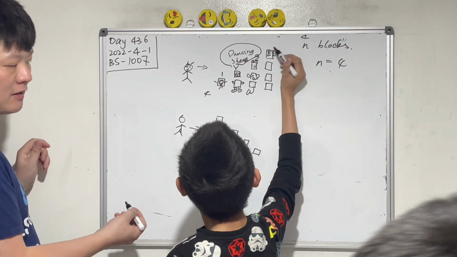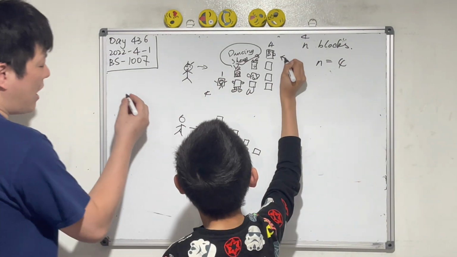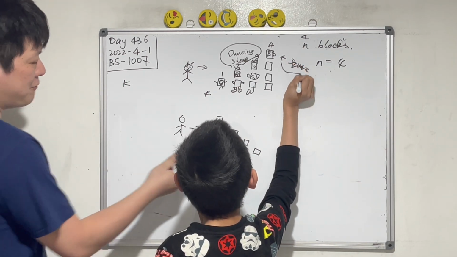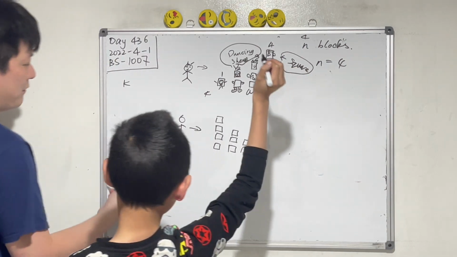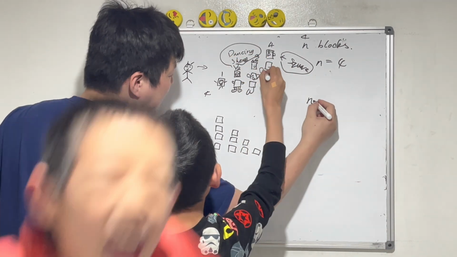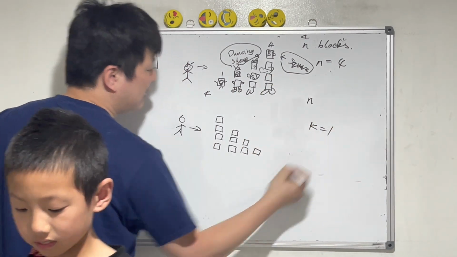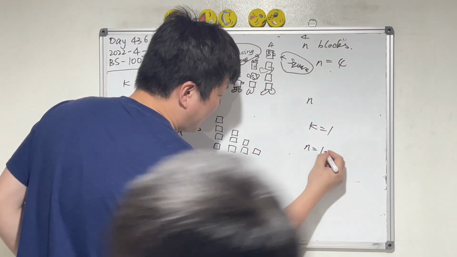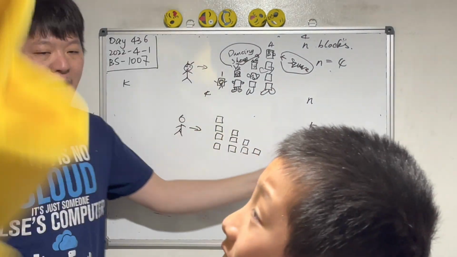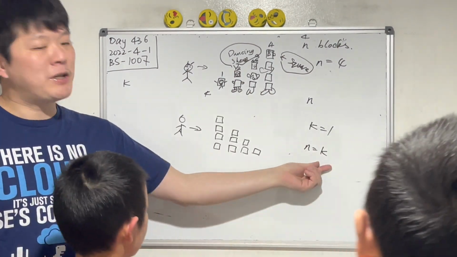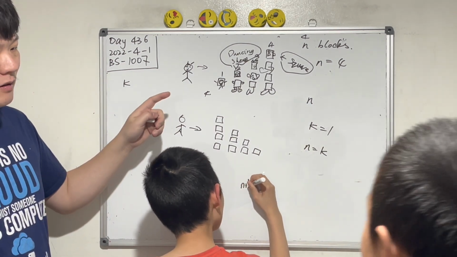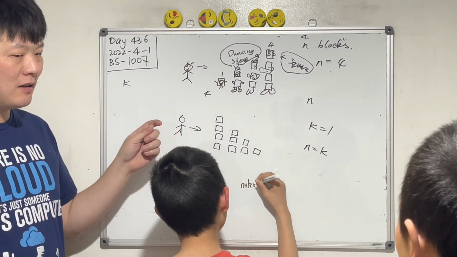So the question is that I have n blocks, and I'm standing on the left. I want to see exactly k blocks. How many ways can we arrange the blocks? For example, if k equals n, I have n blocks and want to see exactly k blocks. How many ways can we arrange them?